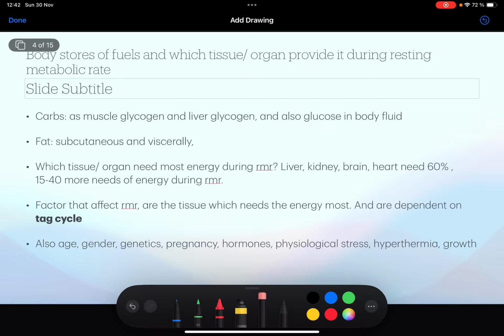And another factor for why the TAG cycle is important is that these tissues, the liver, kidney, brain and heart, would need triacylglyceride as a source of energy, and not glucose or protein, so they depend more on the fat side. Also, you have other factors such as age, gender, genetics, pregnancy, hormones, and you could read the rest of the factors that could affect the resting metabolic rate.